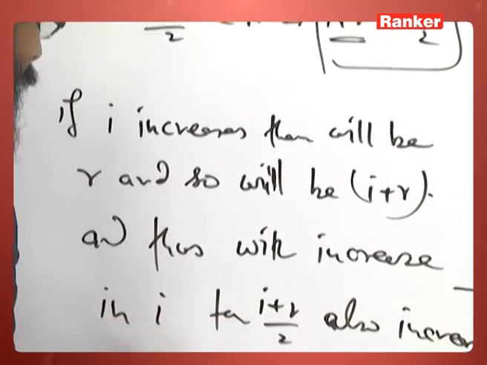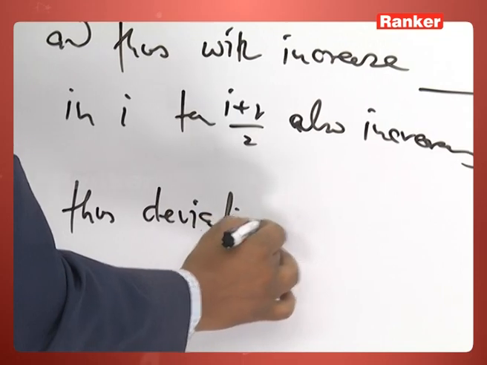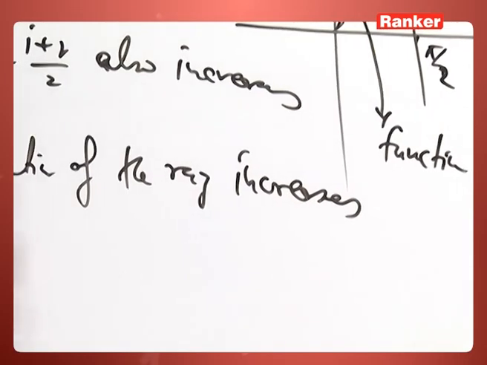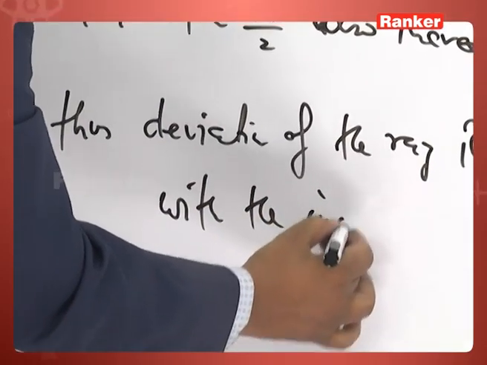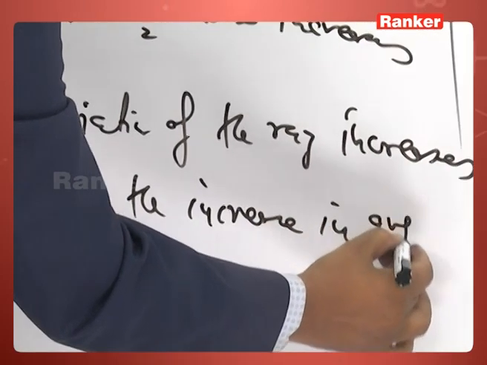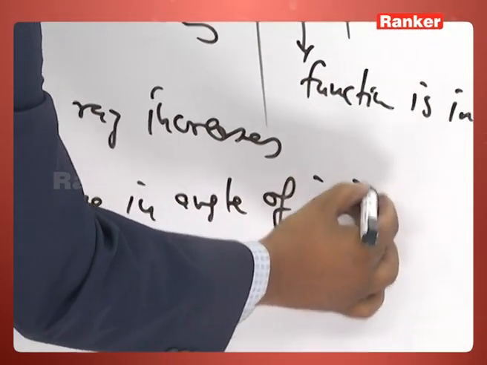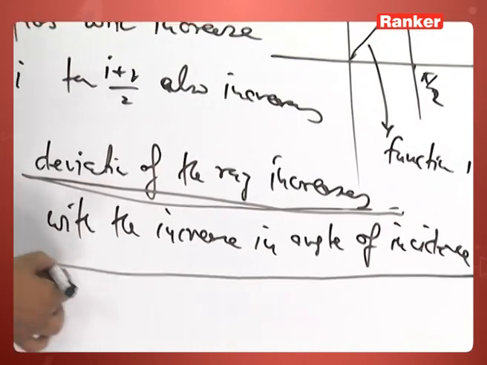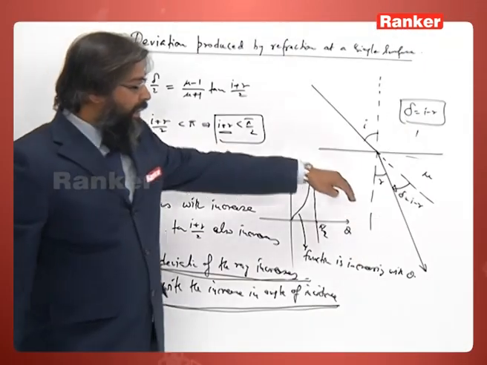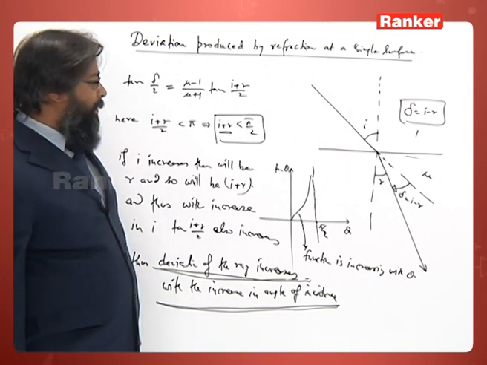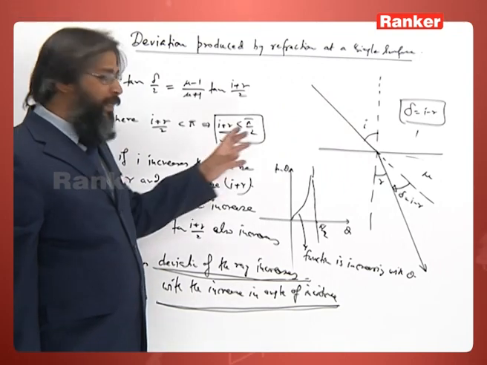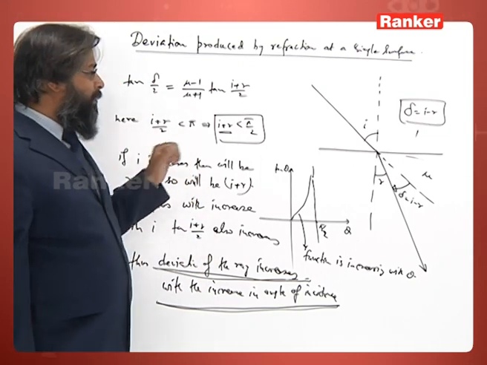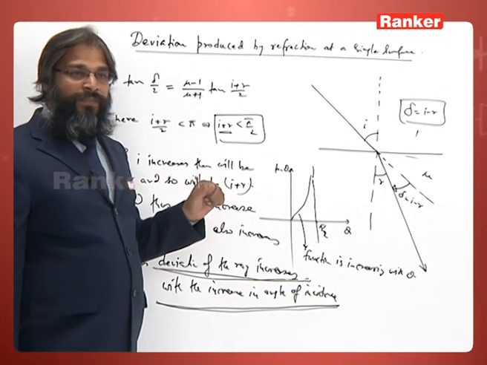Thus, the deviation of the ray increases with the increase in angle of incidence. This is a very important property, very important. The deviation increases with increase in I. Let us derive this result by, this is a purely trigonometric method. By some geometrical method, let us derive this result.